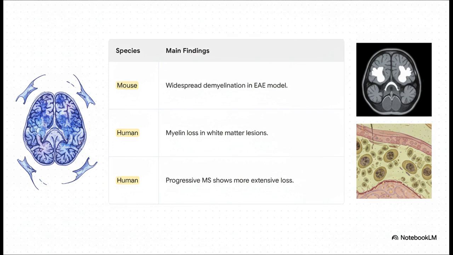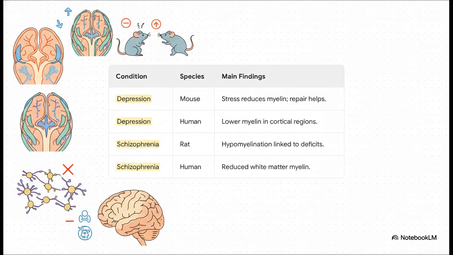A key feature of the human disease is the failure of endogenous remyelination. OPCs are often present right at the edges of lesions, but they fail to differentiate and repair the damage. This seems to be due to a combination of inhibitory molecules in the lesion microenvironment and epigenetic blocks within the OPCs themselves. There are also strong links to psychiatric disorders.